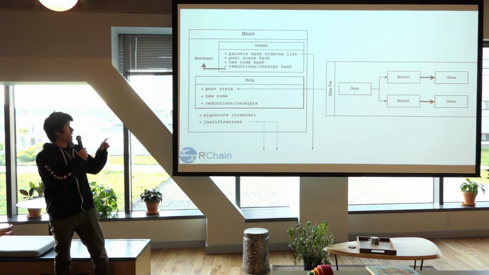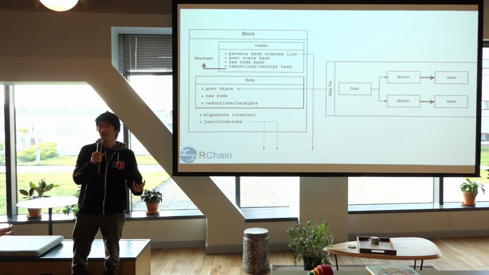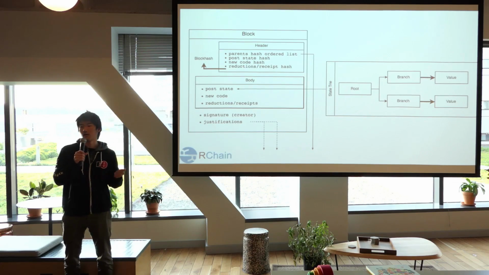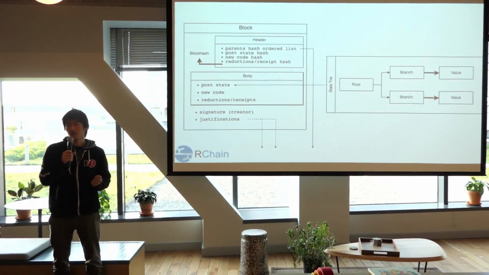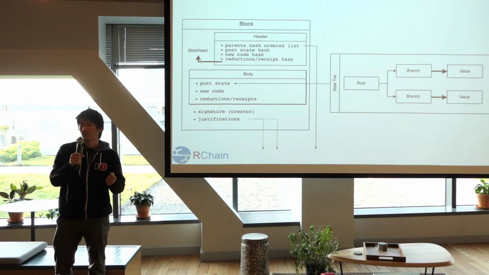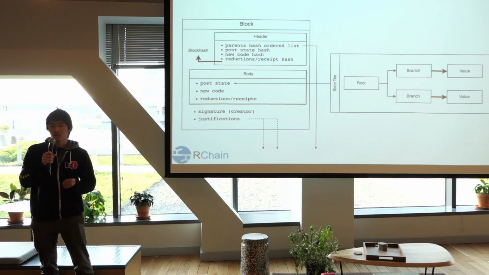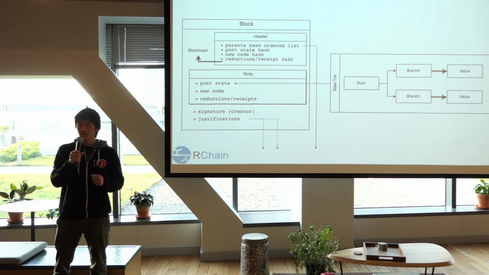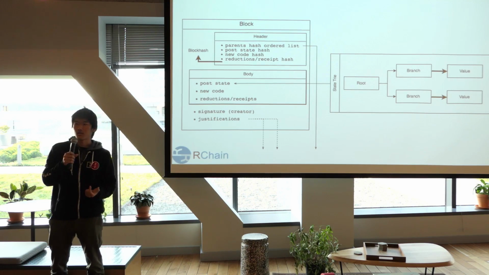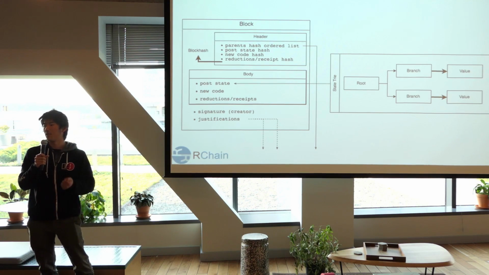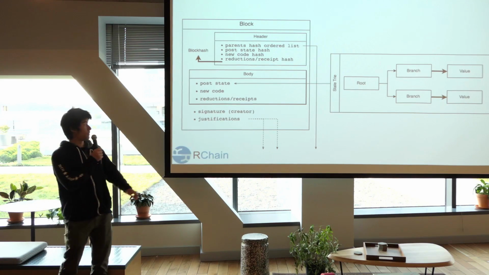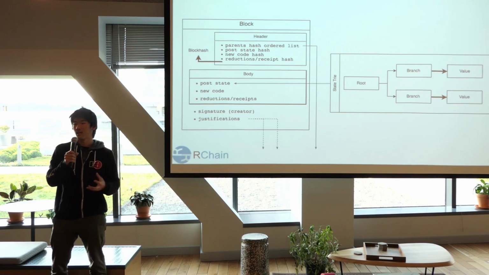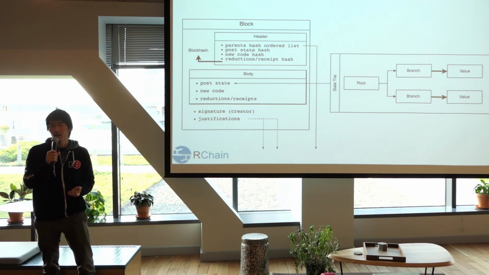So starting from the body of it, we have the new code. This is all the deploys, or the Rholang terms, that are going to go into the block. If we covered anything last time about Rholang, basically any new terms that you want to include into the state will go here. And once you've included those terms and run through them, you get a post state. So the post state is stored inside this data structure called a state trie. This is the same with Ethereum.